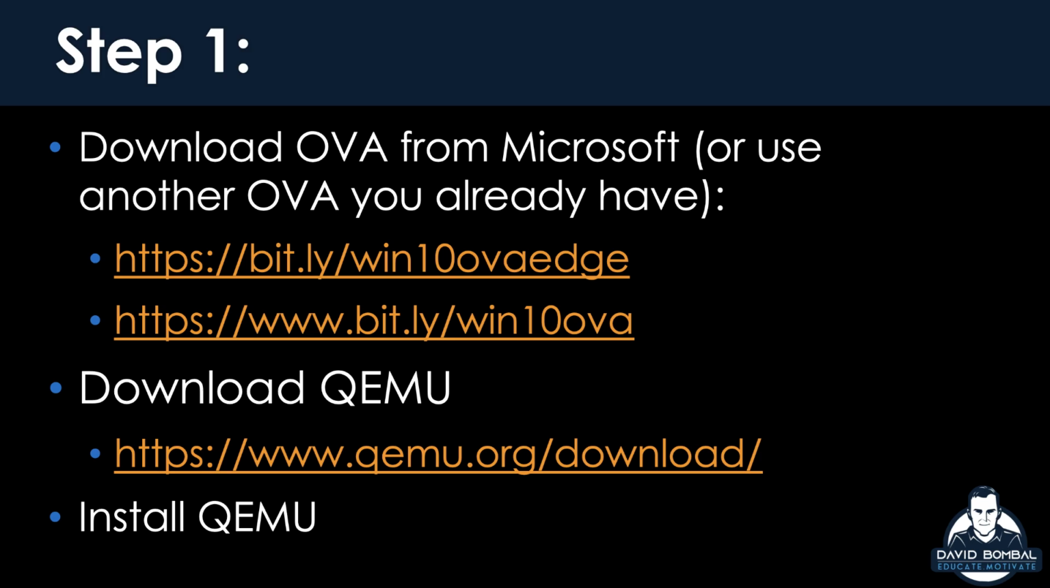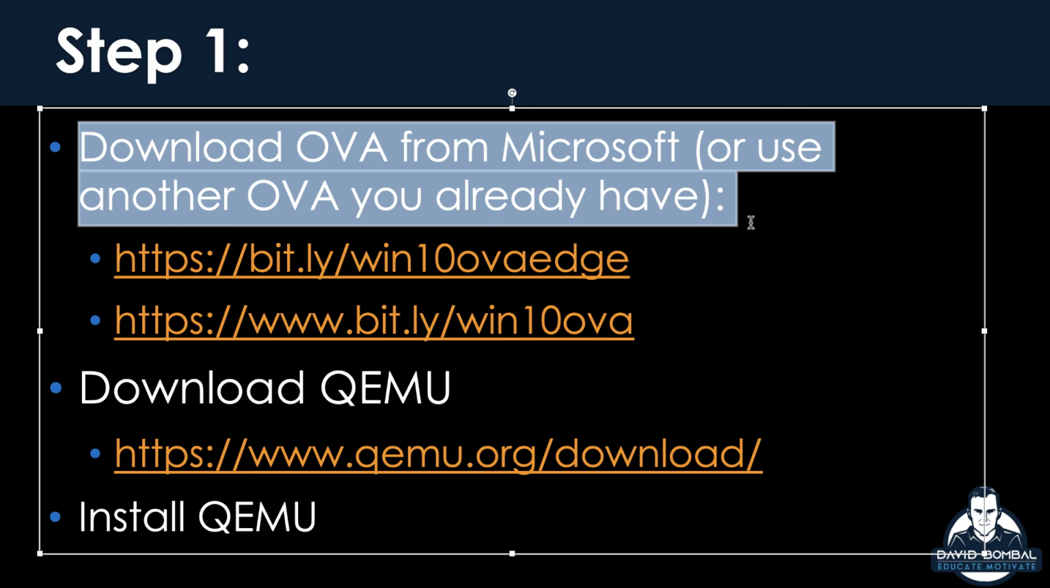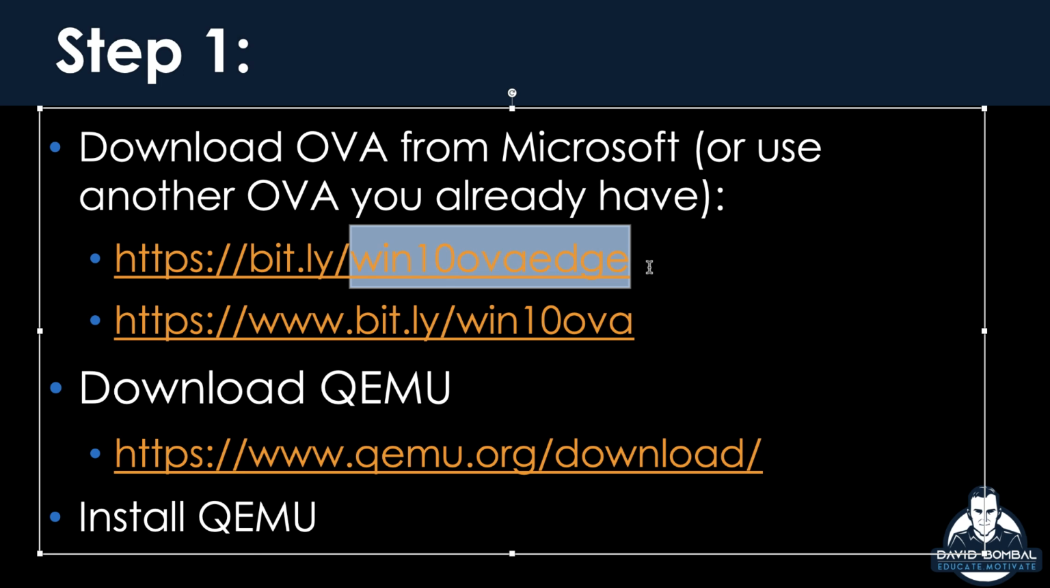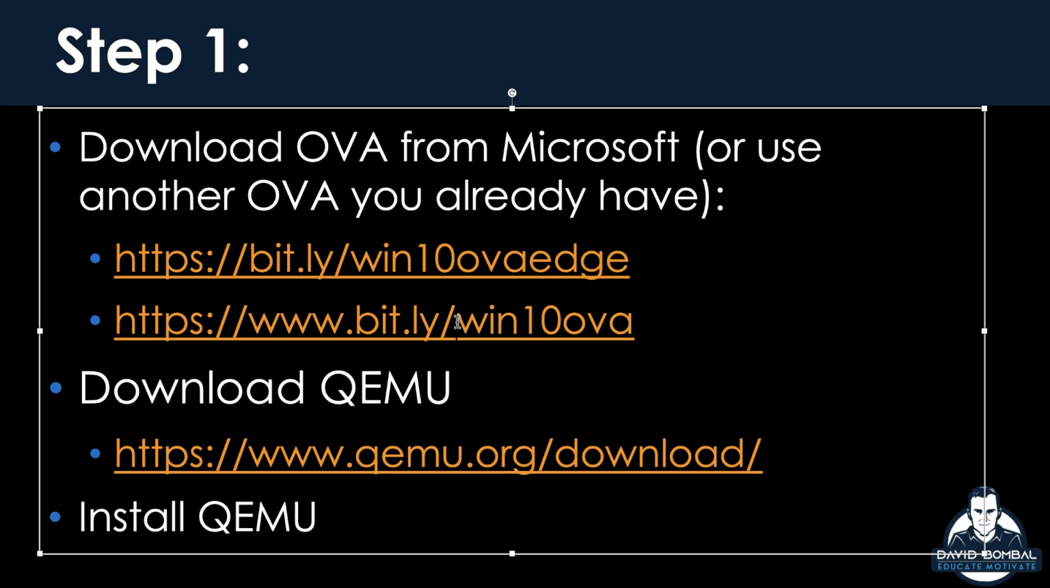QEMU allows you to convert files on a Windows computer, Mac, or on Linux. Very similar commands will be used, but I'm going to show you how to do this on Windows, just because most people use Windows computers. The first step is to download an OVA from Microsoft or use an OVA that you've got already. I've got two links here, one to the Microsoft Edge virtual machine that you can download, or a Win 10 virtual machine. The Edge virtual machine is a lot smaller.